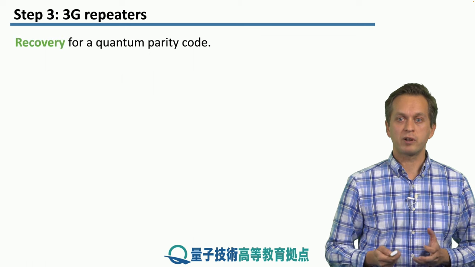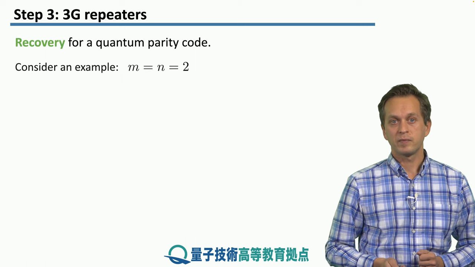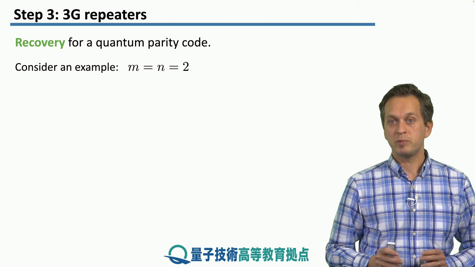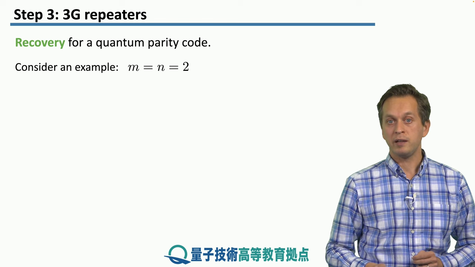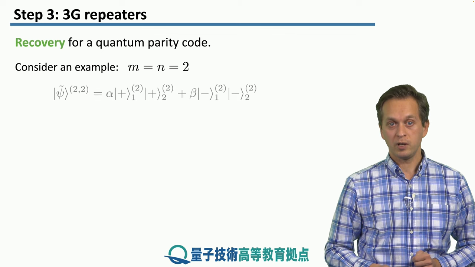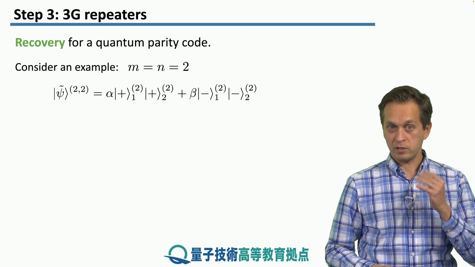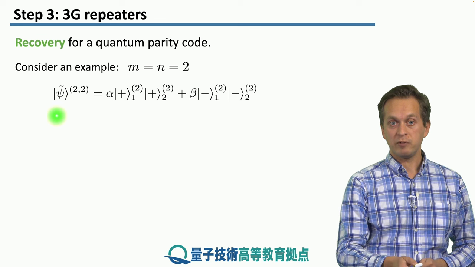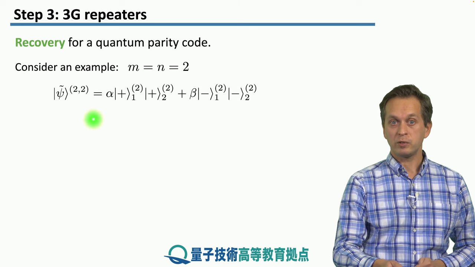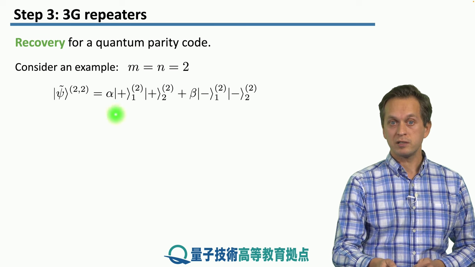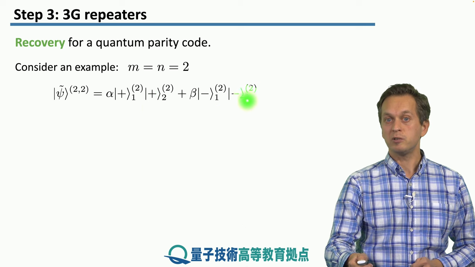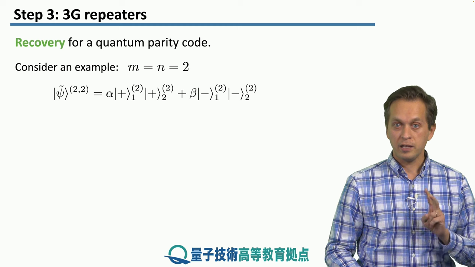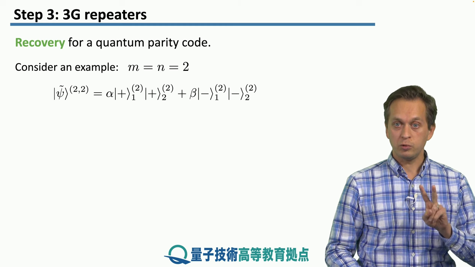Now, how do we perform recovery? Imagine that we've got the simplest such loss-tolerant code where m and n are both equal to 2. So now we've got 4 physical qubits. The state can be written in the following way. We've got alpha logical qubit plus beta logical qubit minus, and each logical qubit is comprised of 2 physical qubits.